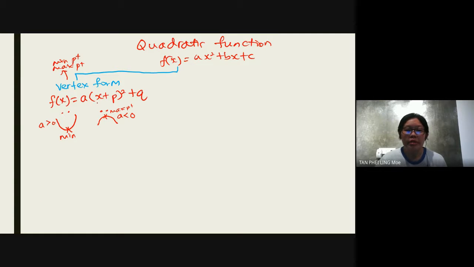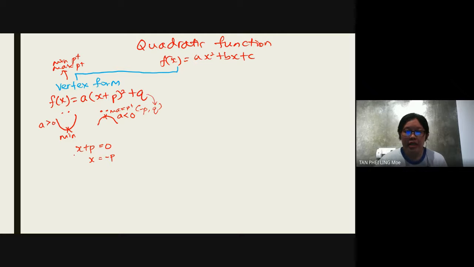Okay, and then the next thing that you can know from the vertex form is that when your x plus p equals 0, that's how you can tell that the x is actually negative p, which will be your x for your maximum point. And then the q will be your y coordinate. So let's say for the maximum point here, you will have negative p comma q. So the q you straight away put in.